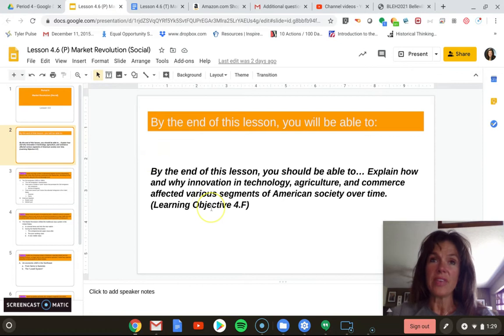So let's look at the objective. You should be able to explain how and why innovation in technology, agriculture, and commerce affected various segments of American society. So, how did it change American society?